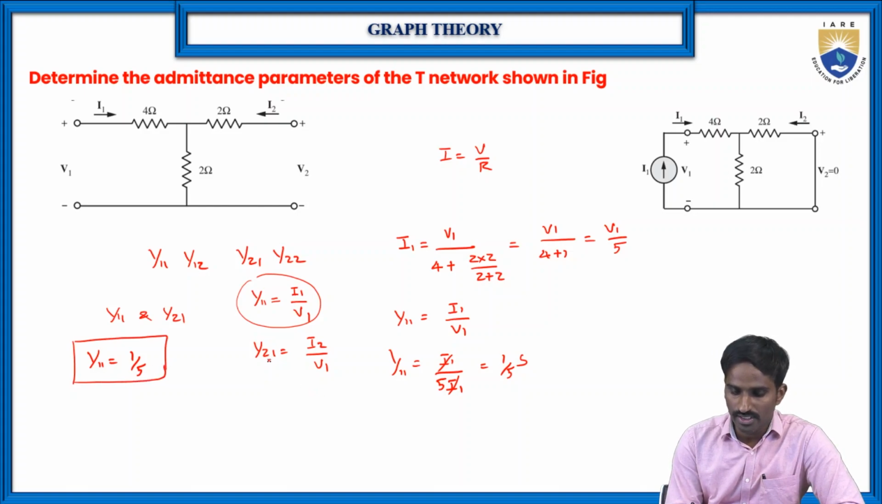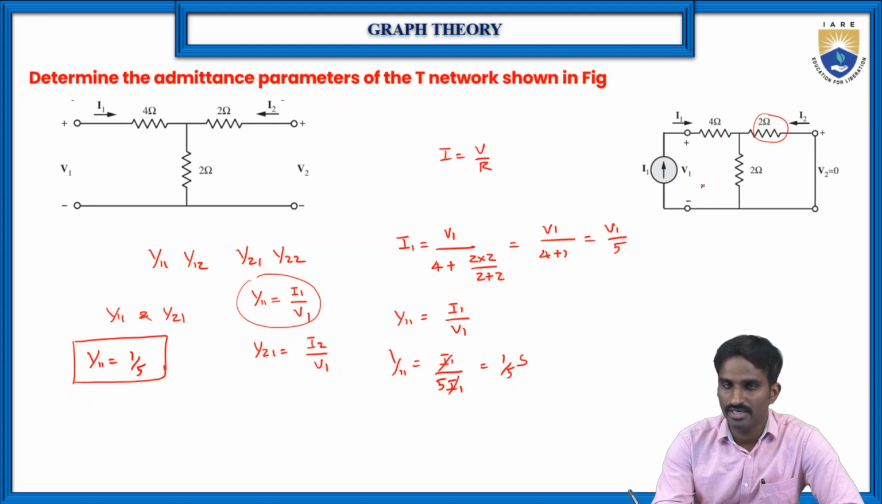Now next we need to find Y21, again in the same way. Let us find I2 in terms of I1 or I2 in terms of V1. Here we can find I2 in terms of I1, because I2 is the current flowing through this 2 ohms resistor. We need to find this I2 by applying the current division rule, and we can find the I2 value in terms of I1.